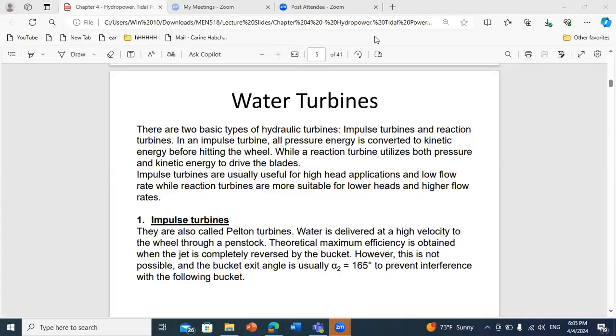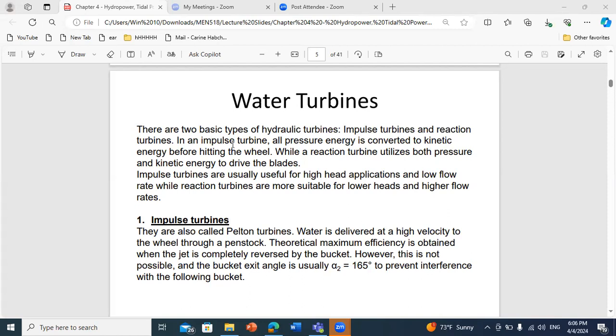So we already have seen in previous sessions how to extract power from water. And in general, in dams, we use turbines to extract energy from water. That's why we'll talk about several types of turbines. We have impulse and reaction turbines mainly. So there are two basic types of hydraulic turbines, the impulse turbines and reaction turbines.